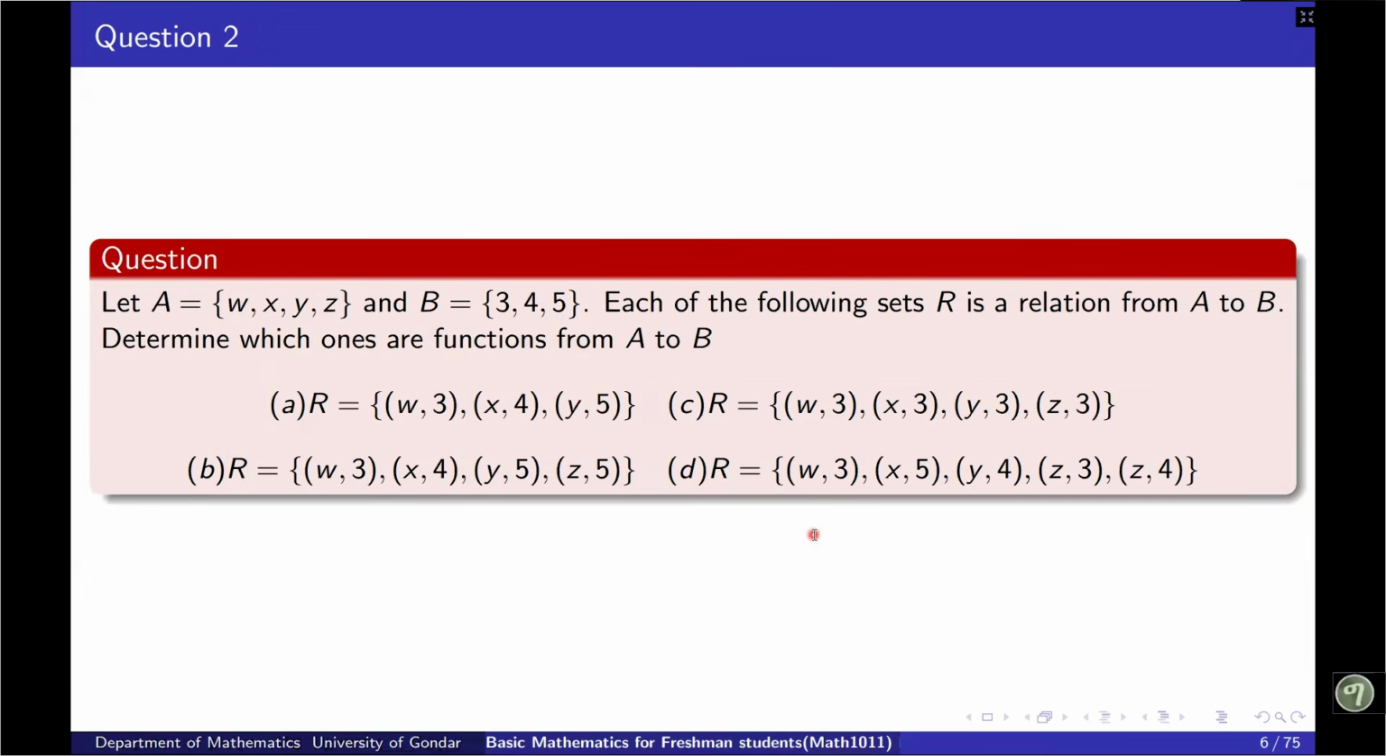The second question: we are given set A containing elements W, X, Y, and Z, and B containing these three elements. Each of the following sets is a relation from A to B. We are asked to determine which ones are functions from A to B. We are given four alternatives here. So we are asked to determine whether the given relations are functions, and not only functions, but functions from A into set B. We just have to apply the definition that we already saw in the previous question.